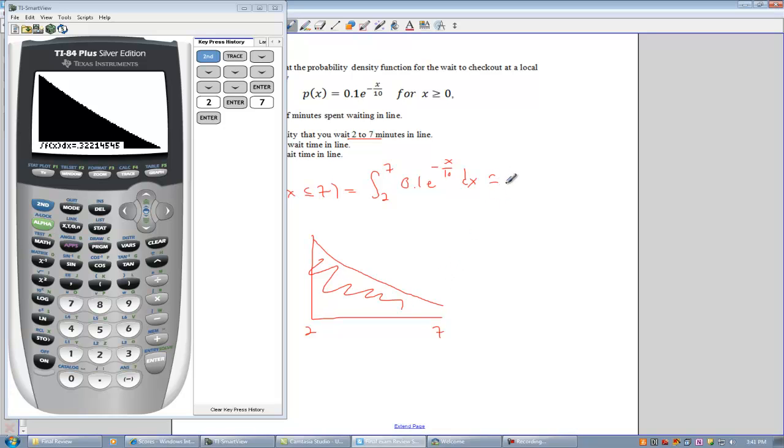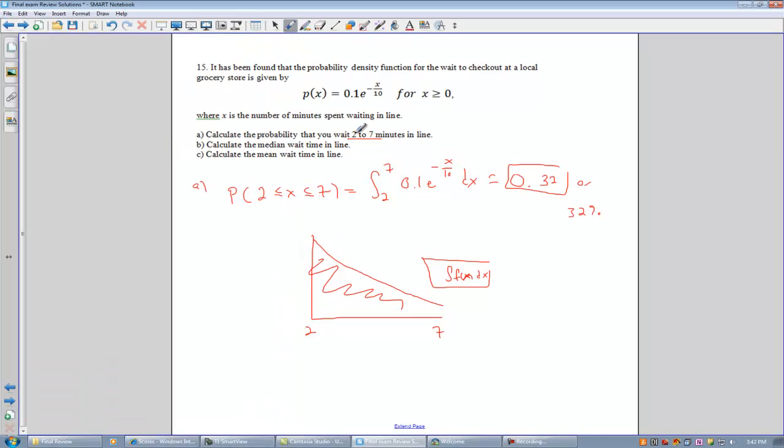So this is approximately, let's round to 2 decimal places, 0.32. That's my answer, or you could say 32%. Remember, down here I hit integral of f of x dx to find this. It's nice to know you guys know which buttons to push because I can give you some credit for that. So what does that mean? That means the probability that you wait between 2 and 7 minutes in line is about 32%.